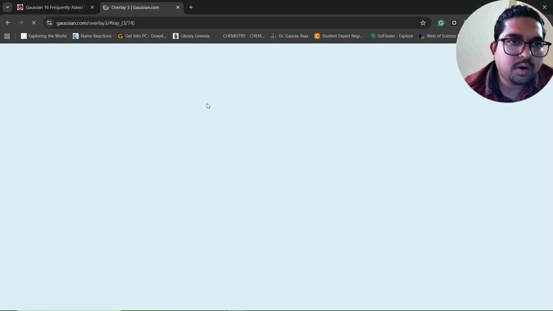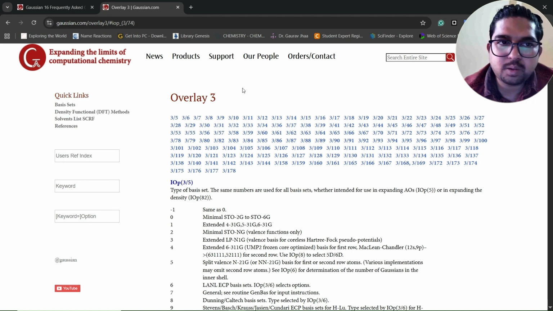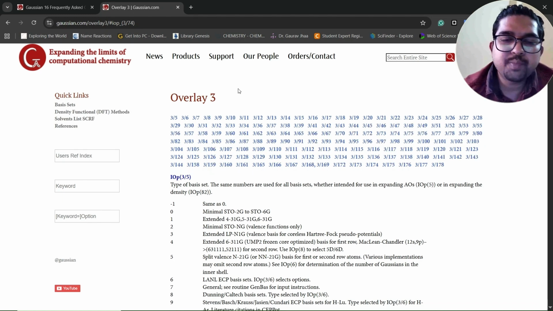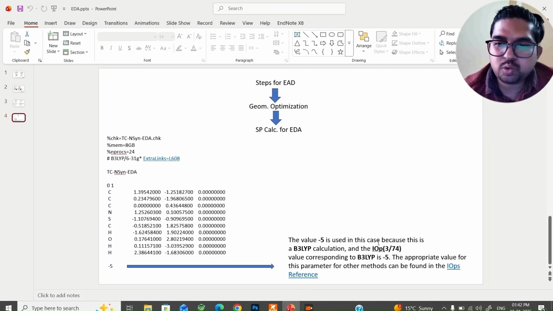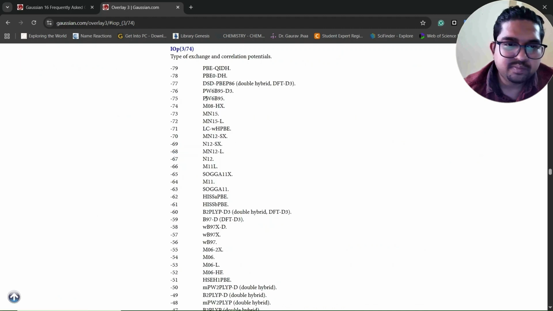now we come to this overlay here. At this page, I will give you the link of this page in the description below, you can just check it out. So this is overlay 3, as I have told you, 3/74. So this is 3/74. In 3/74, these are the levels of theory, the functionals, and these are the values. Suppose you want to use this functional, this DFT-D3 functional, you have to use -59.